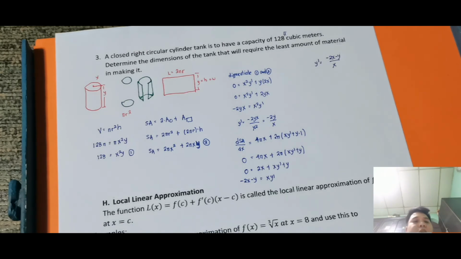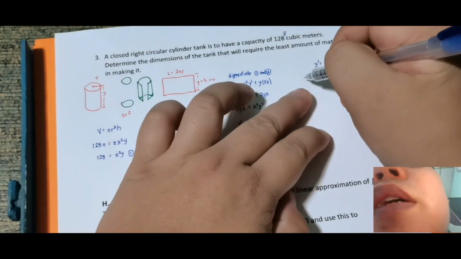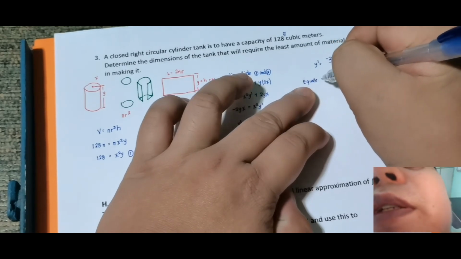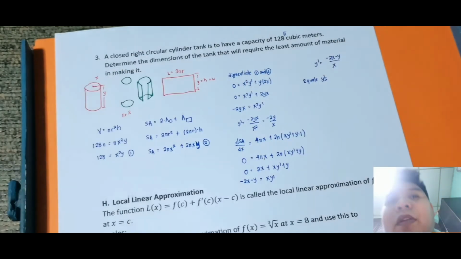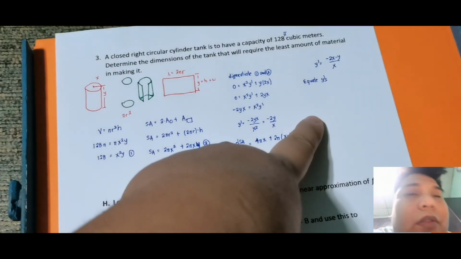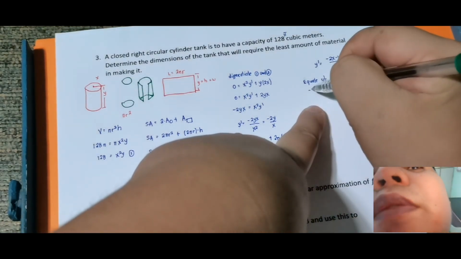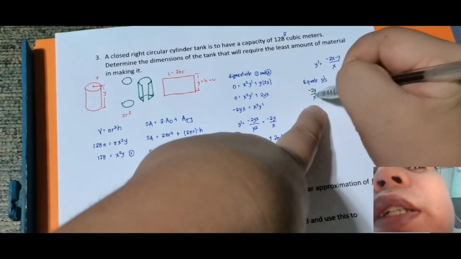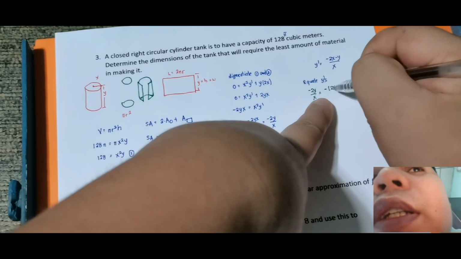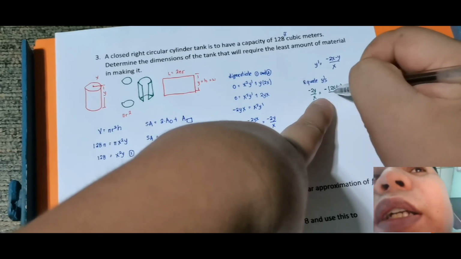Okay, next is equate y primes. So mahaba pa pala. So equate y primes. So pag in-equate natin y primes, ito yun, no? Negative 2y. So gawin ko green. So this is negative 2y over x is equal to negative. Labas ko lang negative. So this is 2x plus y over x.